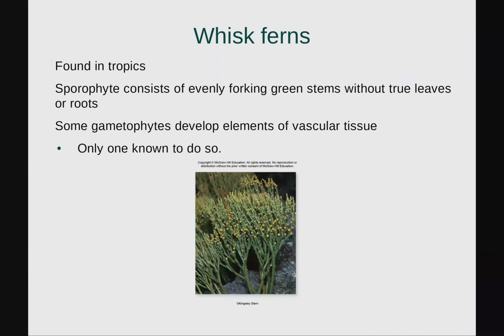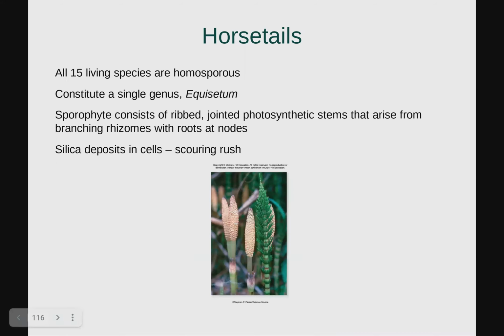Now, their sporophyte generation consists of evenly forking green stems, as you can see here, without true leaves or actual roots. So they're kind of a weird group within this, but their gametophytes do develop elements of vascular tissue, but there is actually only one known to do so. Then we have the horsetails.